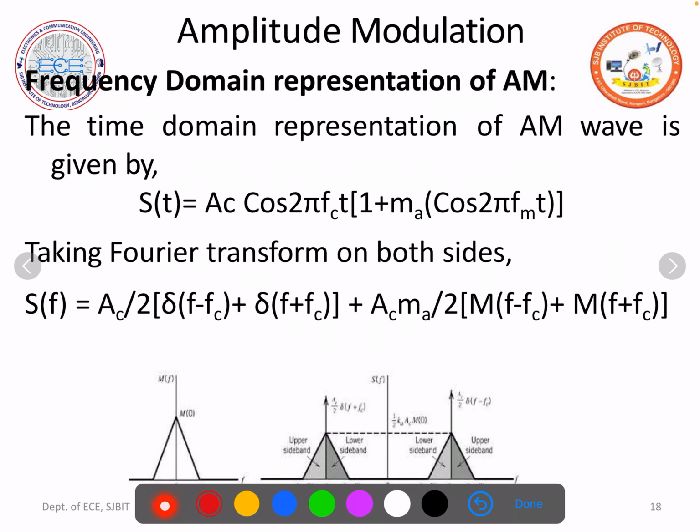So this is the equation for S of t in time domain. S of t is equal to AC into cos 2 pi fct into 1 plus ma into cos 2 pi fm into t. So taking the Fourier transform on both the sides, we will get S of f is equal to AC by 2 into delta of f minus fc plus delta of f plus fc, plus AC ma by 2 into M of f minus fc plus M of f plus fc.